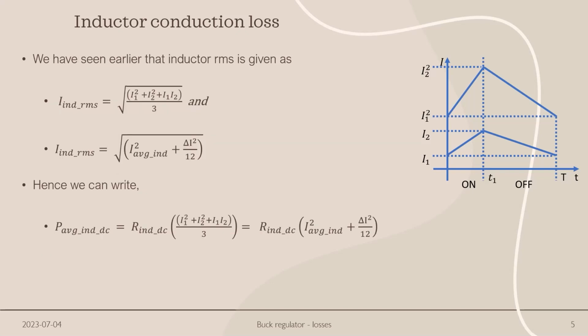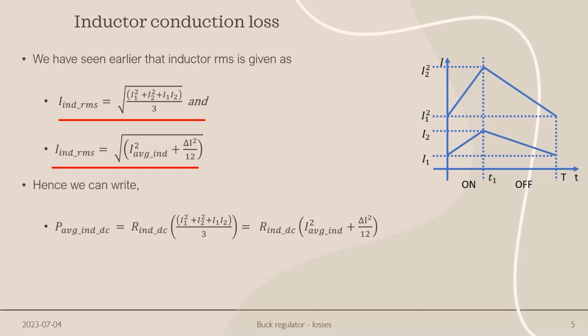From our previous videos, we saw that inductor RMS current is the square root of I1 square plus I2 square plus I1 I2 divided by 3. RMS current is also equal to the square root of average inductor current square plus ripple current square divided by 12.